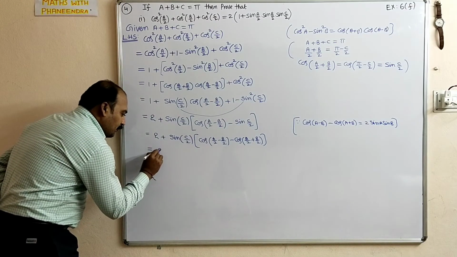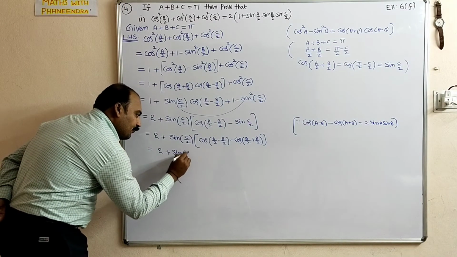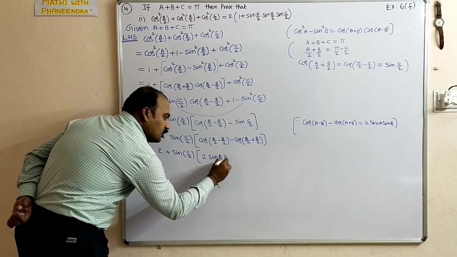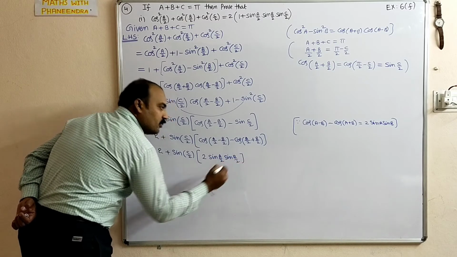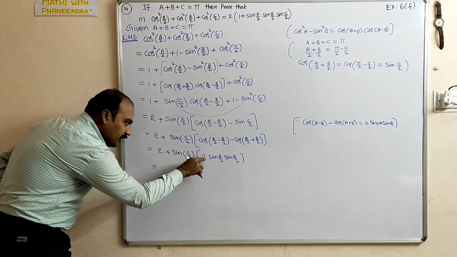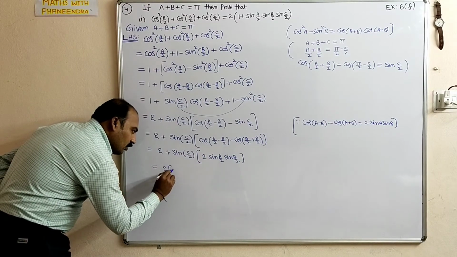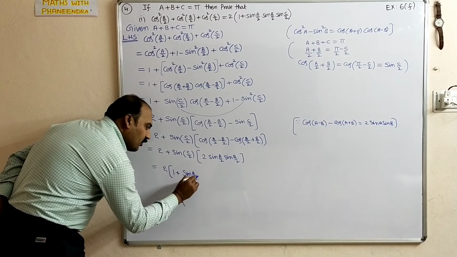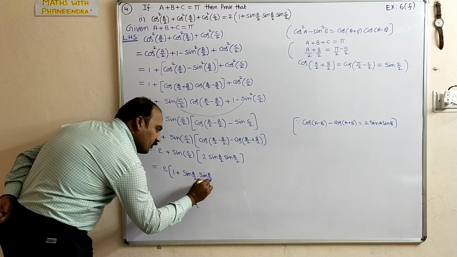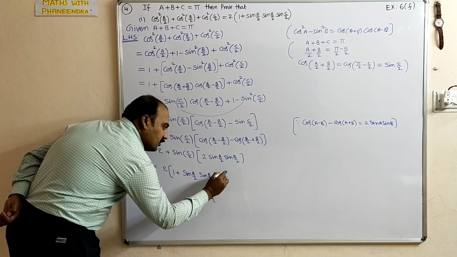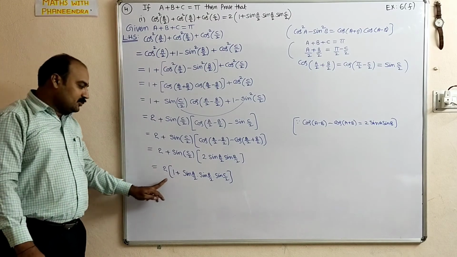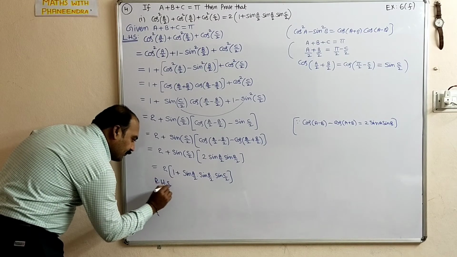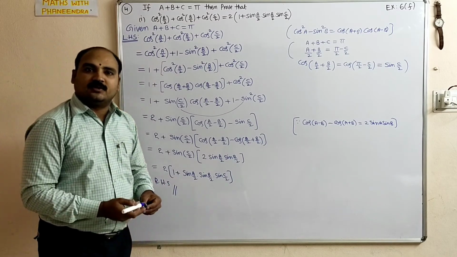So 2 plus sin C/2 into 2 sin A/2 into sin B/2. Ultimately, from these two take common: 2 times 1 plus sin A/2 into sin B/2 into sin C/2. This is the required RHS, 2 times of (1 plus sin A/2 sin B/2 sin C/2), hence proved. We'll move to the next question.